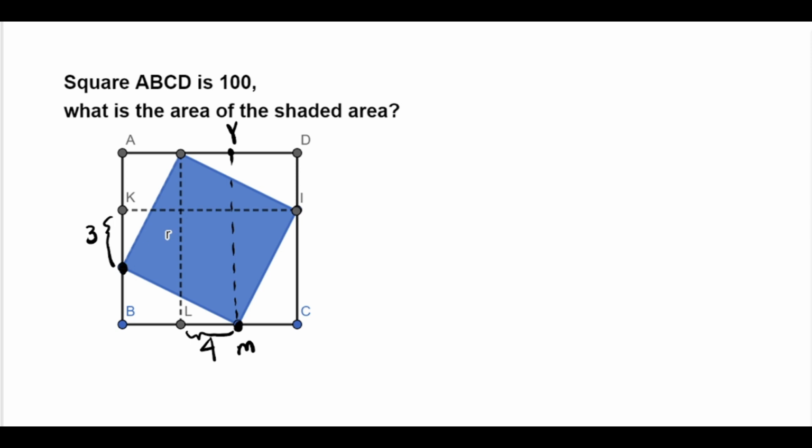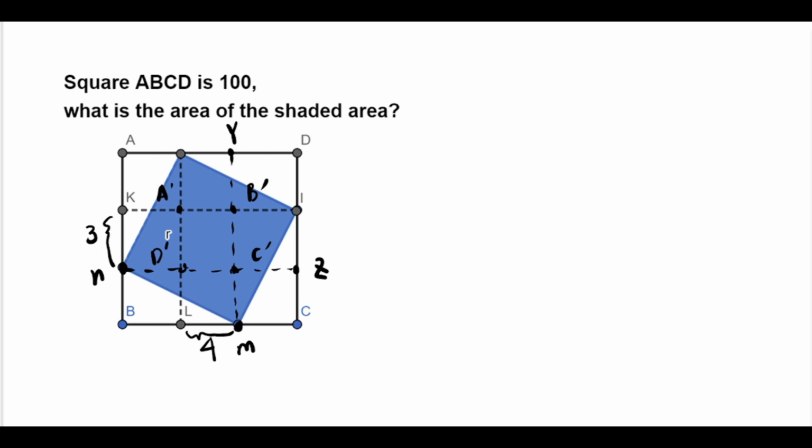Then we'll also name this point N and extend a line from N all the way to segment CD and name this point Z. And as we can see in the middle, there's actually a rectangle, and we'll name the four vertices A prime, B prime, C prime, and D prime.